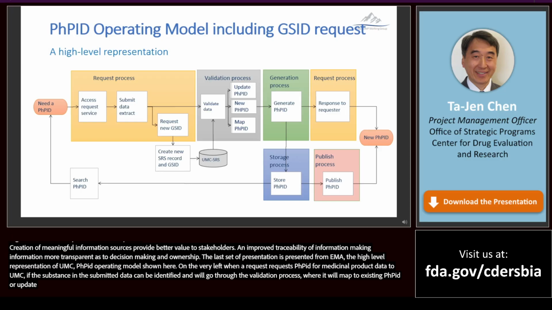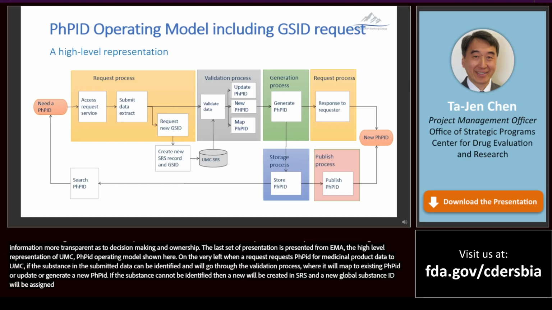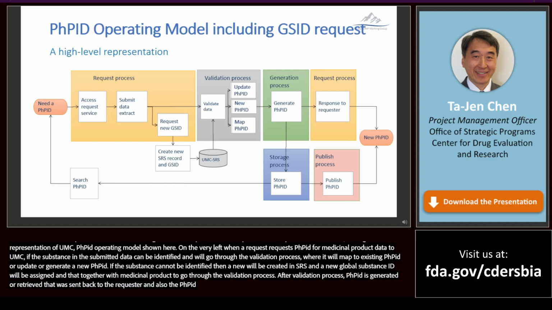If the substance cannot be identified, then a new SRS record will be created in UMC SRS, and a new global substance ID will be assigned. And that, together with the submitted medicinal product, goes through the validation process. Now, after the validation process, a PhPID is generated or retrieved and sent back to the requester. And that PhPID is also stored in a repository and published accordingly.